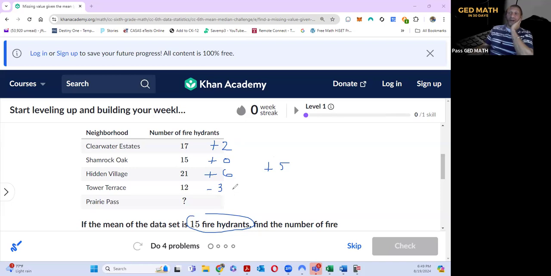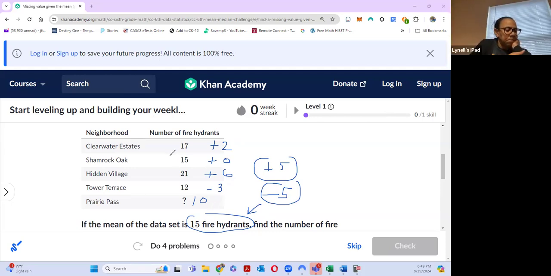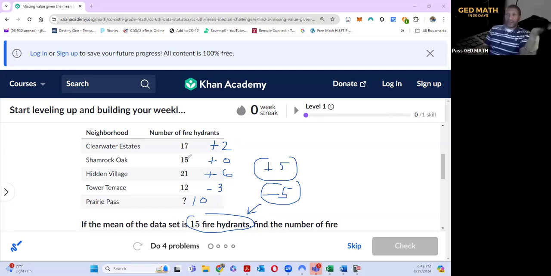So I need a minus 5. So this is 10, because I need to cancel this plus 5 out. So I'm going to take minus 5, which is opposite plus 5, from this value right here. Now, if I add these up, 7, 5 is 12, 13, 14, 15 plus 0 is a 5. Carry a 1. 1, 2, 3, 4, 5, 6, 7. Divided by 5, there go my average of 15.